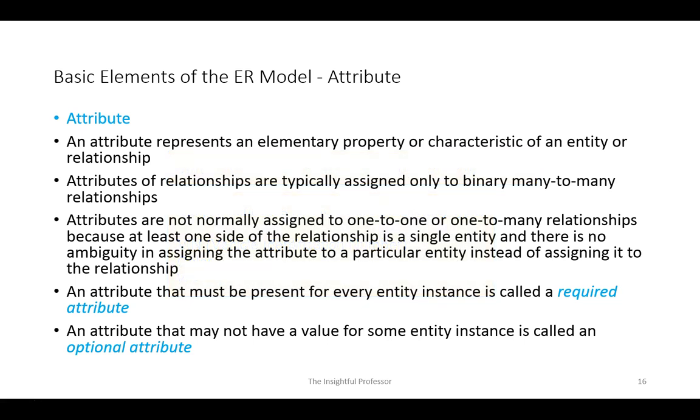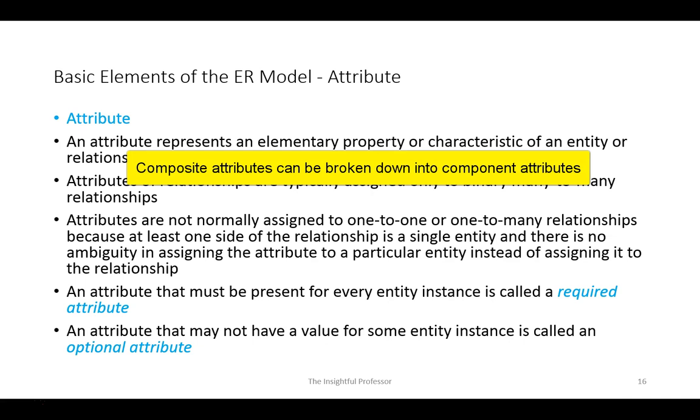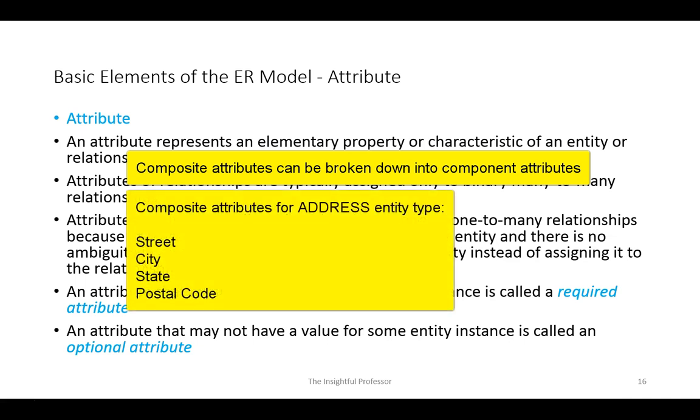An attribute could also be classified as composite, meaning that it can be broken down into component attributes. So examples of a composite attribute: we have the domain involving an address as an entity type. The address entity type would consist of things like street, city, state, or postal code. And each of those may be in itself simple, but the combination of all of these simple attributes serve to define or compose the address.